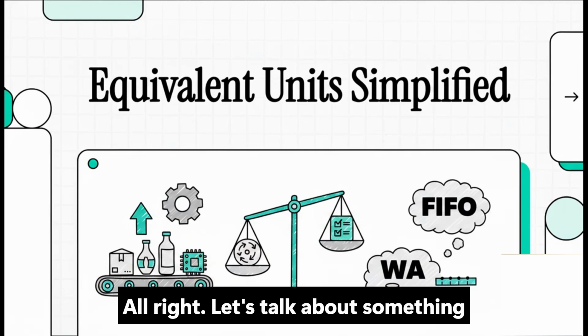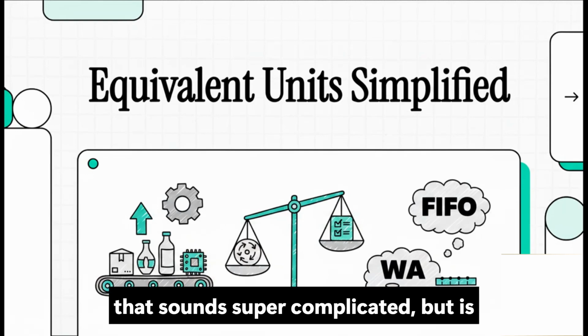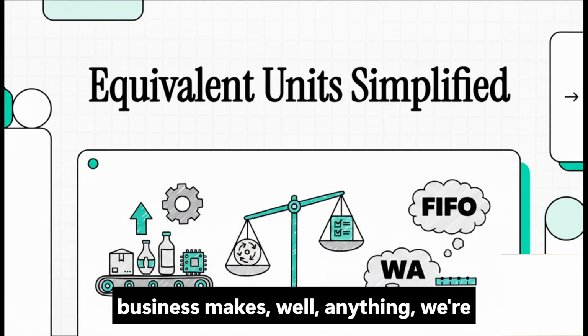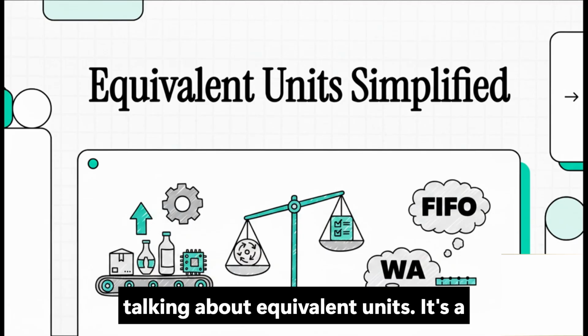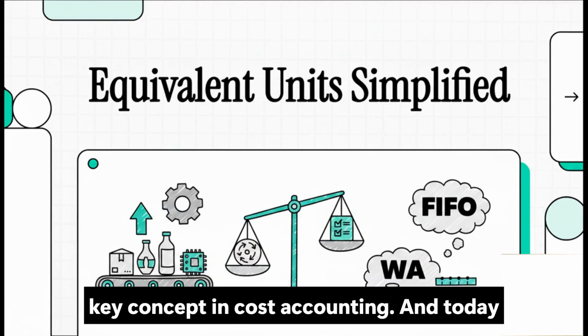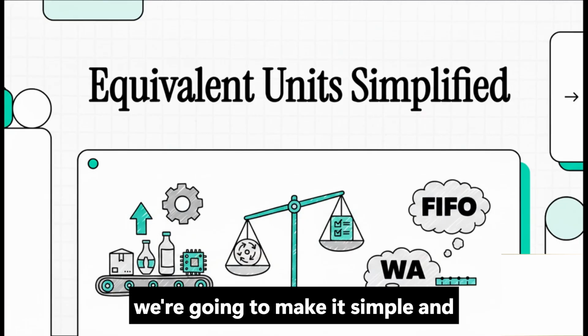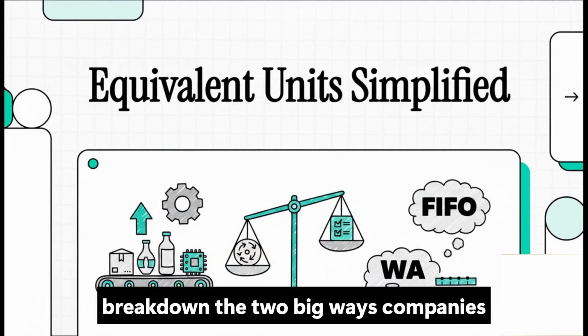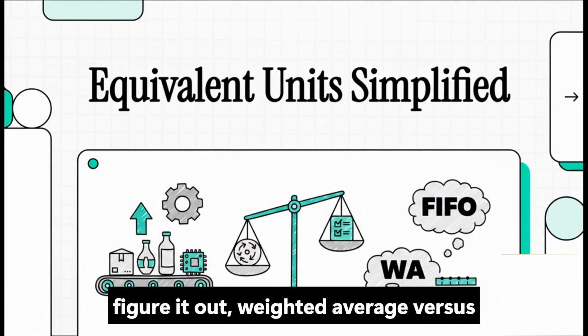All right, let's talk about something that sounds super complicated but is actually mission critical if your business makes, well, anything. We're talking about equivalent units. It's a key concept in cost accounting, and today we're going to make it simple and break down the two big ways companies figure it out: weighted average versus FIFO.